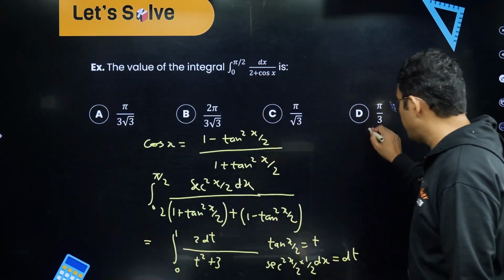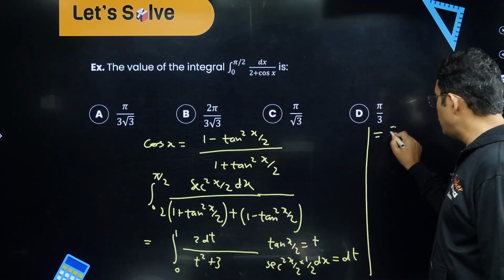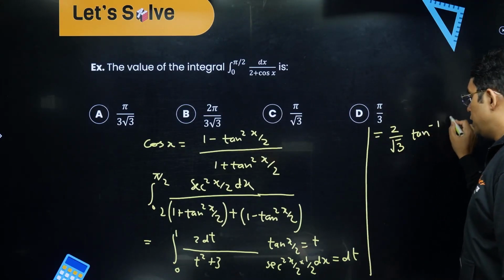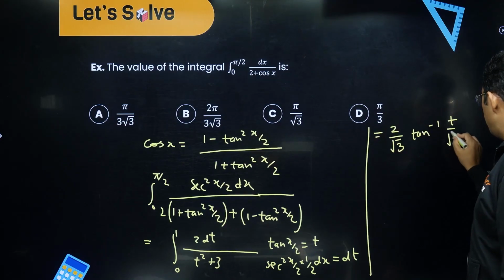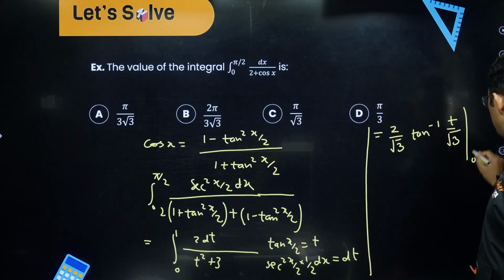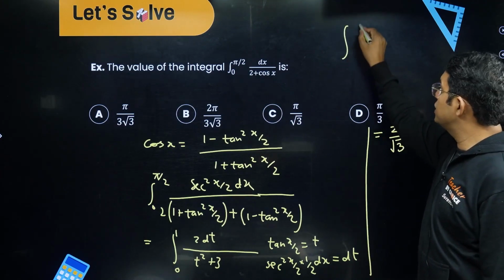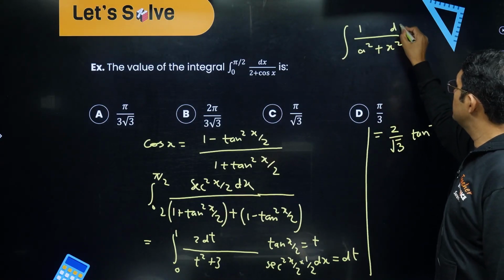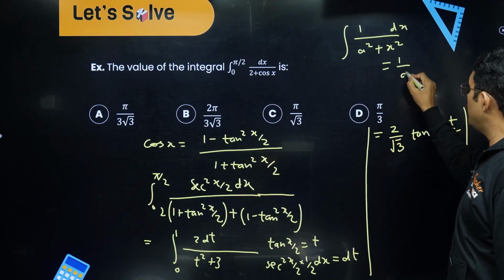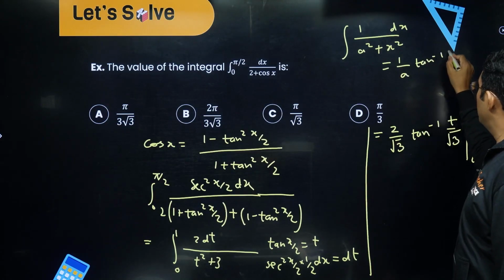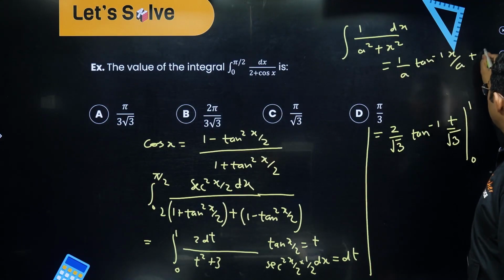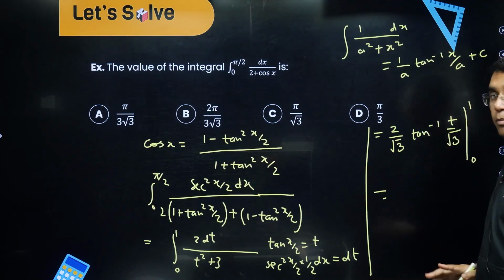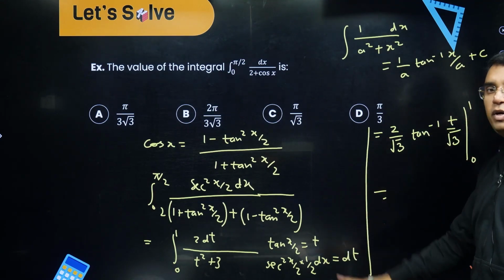So one very simple question after this, it becomes 2 upon root 3 tan inverse of t upon root 3, and the limit of t is from 0 to 1. Dear students, I have used this formula: integral of 1 upon a square plus x square dx is equal to 1 upon a tan inverse x upon a plus c. Please remember all these standard formulas, without which you cannot do integration.